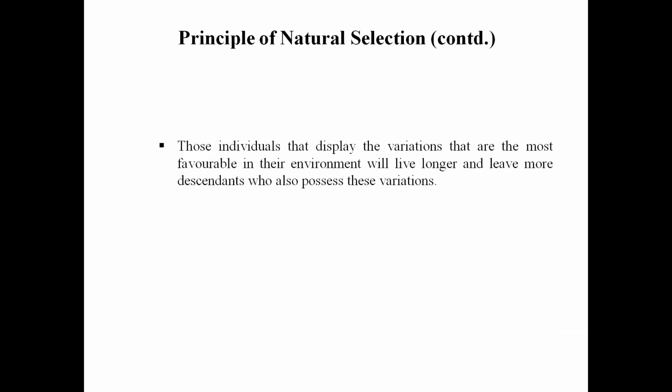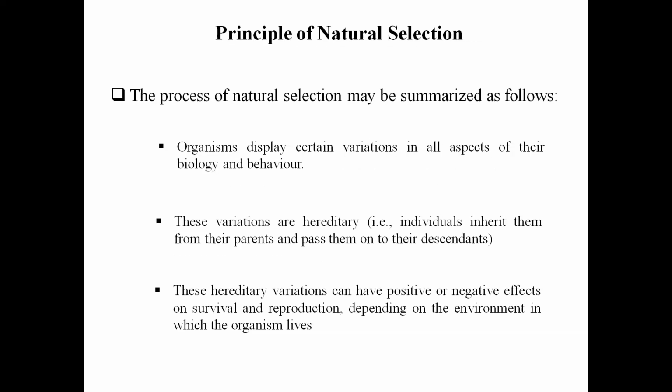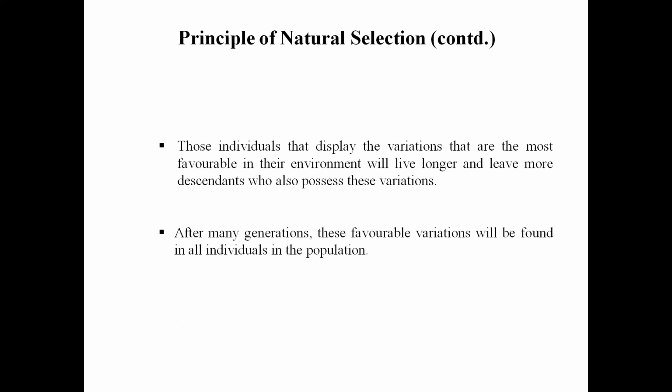Continuing with the principle of natural selection and the basic concepts behind this, those individuals that display the variations that are most favorable in their environment will live longer. Those who are able to adapt to the environment will live longer, and the other descendants who are not able to will die out. After many generations, these favorable variations will be found in all the individuals in the population because they leave more descendants who possess these variations. Their descendants also may have conditions that are favorable for these variations. So this keeps on going.